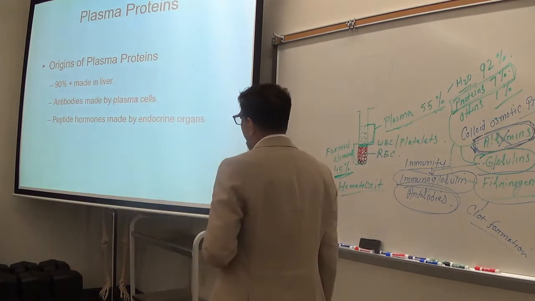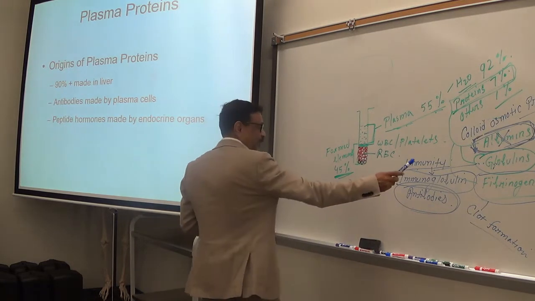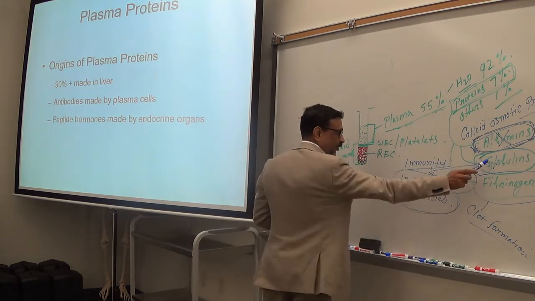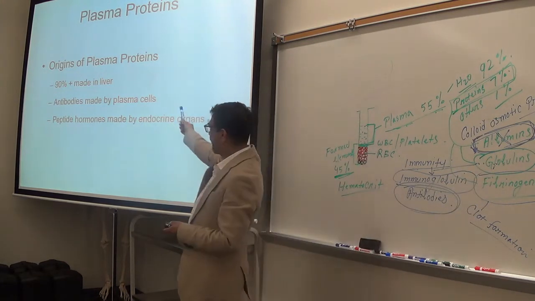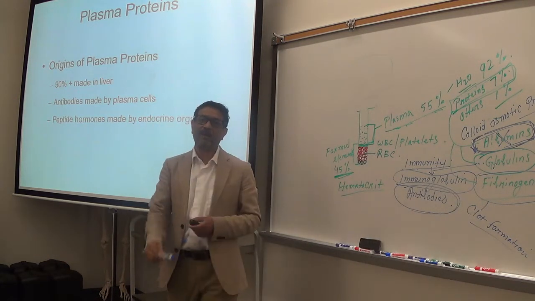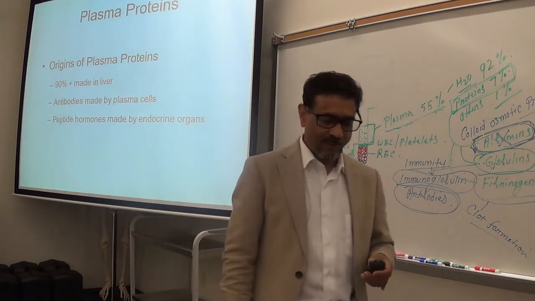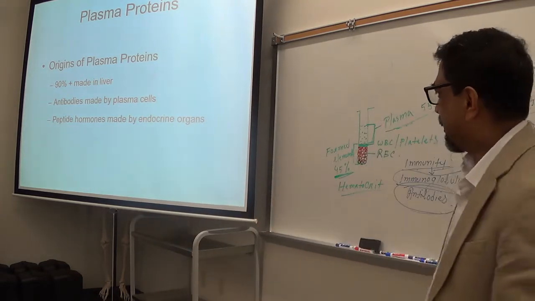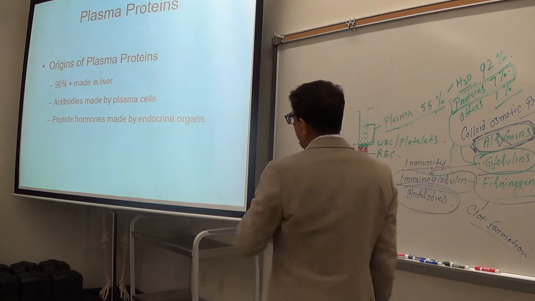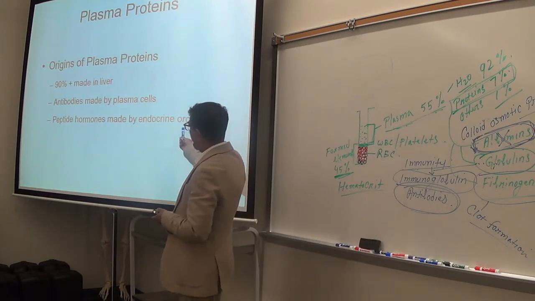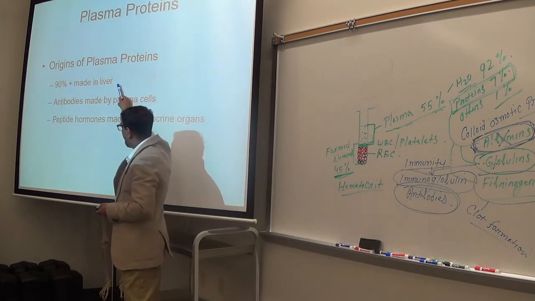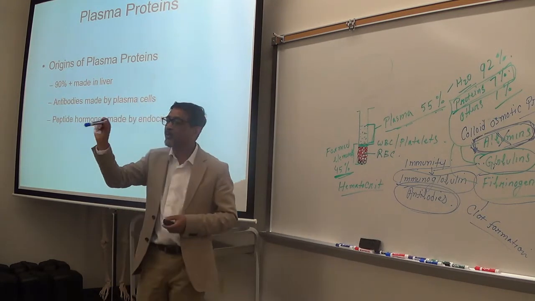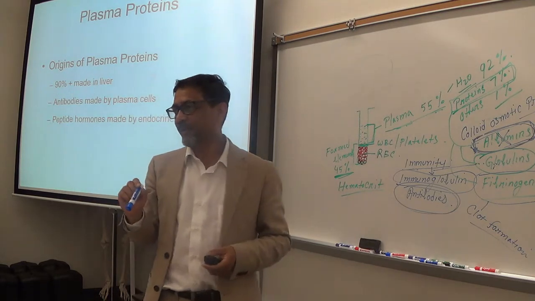A small amount of antibodies, that means the globulins. You remember globulins are antibodies. A small amount is produced by the plasma cells, one type of cells in the blood. And some plasma proteins come from endocrine glands, but mostly from the liver. Just remember that the liver is the main source of plasma protein. Okay?